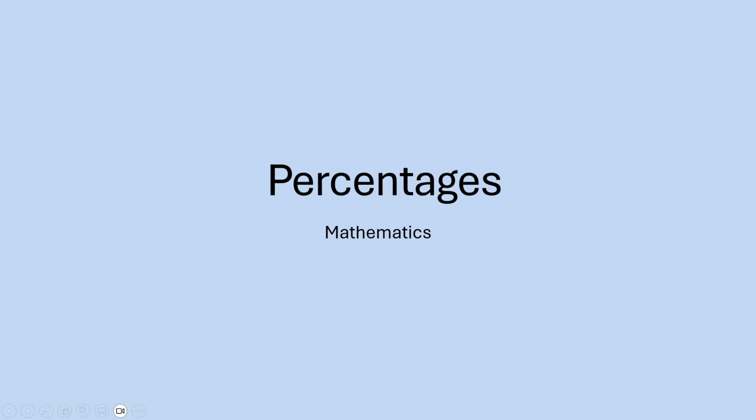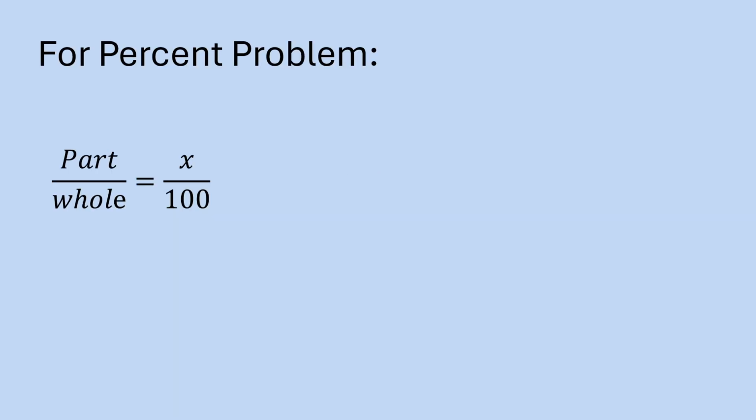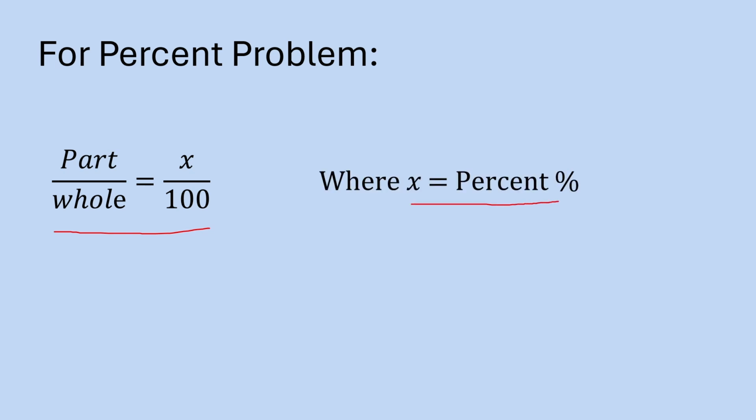In this video, I will cover how to calculate percentage. Here is the formula to find out percentage. It is part divided by whole is equal to x divided by 100, where x is equal to percent. So we try to understand this formula by one example.